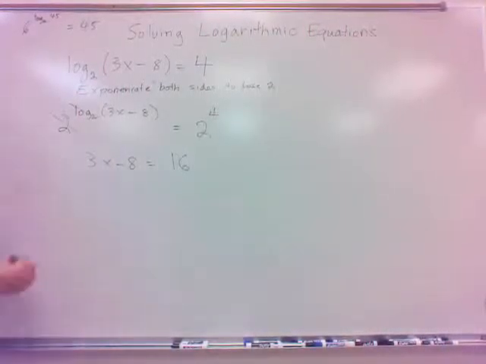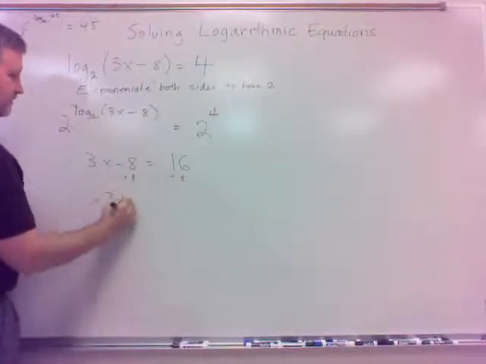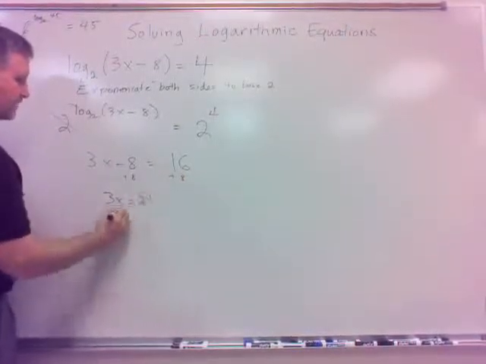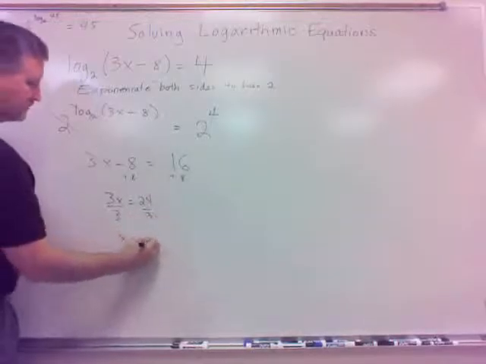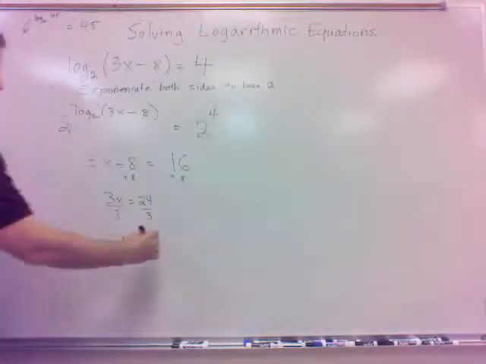How do I solve that? Just get x by itself. Add the 8. So I have 3x equals 24. Divide by 3. And I've got x equals 8. Now, here's a word of caution. That looks like a pretty good answer. However, be sure to check those.